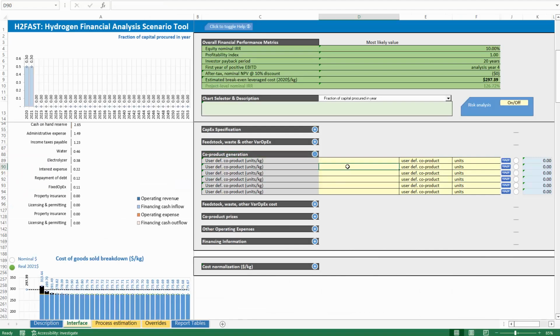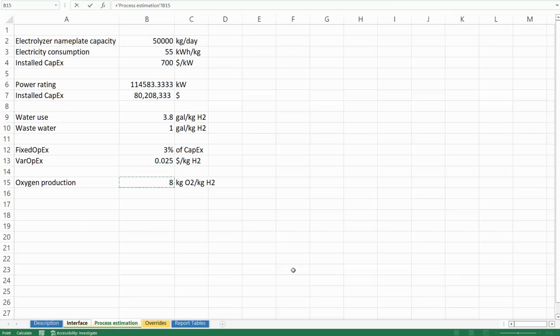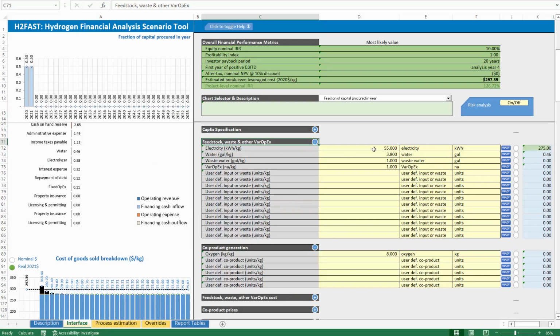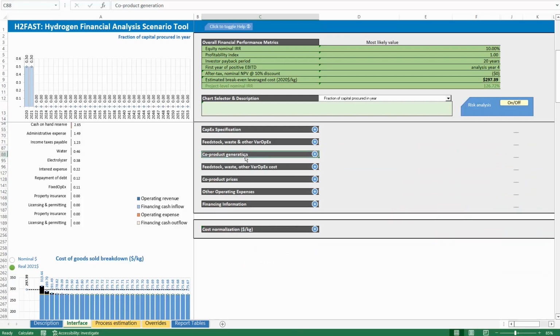So as a co-product, we physically can make oxygen. We'll say what the unit is, what the co-product might be, and we can say we're going to measure that in units of kilograms, and that's going to be equal to whatever is in our process sheet. So these two sections are physically what is being consumed or co-produced by a hub or by a project. We can now move on to look at what is the value of feedstock or cost of the feedstock, and what is the value of any of the co-products.